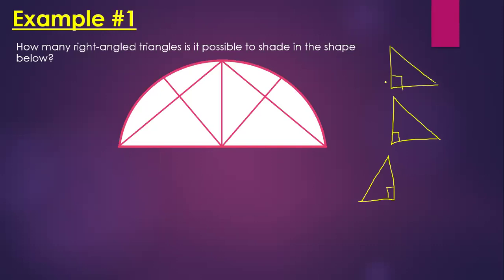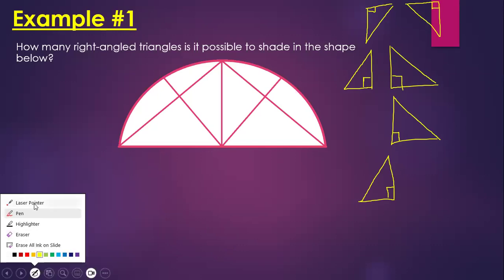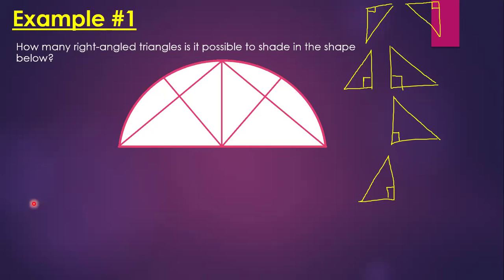Or it could look like this. Or it could look like this. Or it could look like this. All of these are 90 degrees. So I ask again, how many right triangles are in this shape? None, Mr. Petit. I don't see any. I see some. I see a lot.